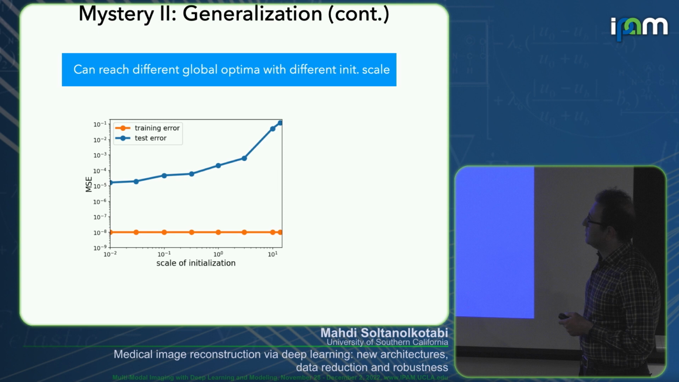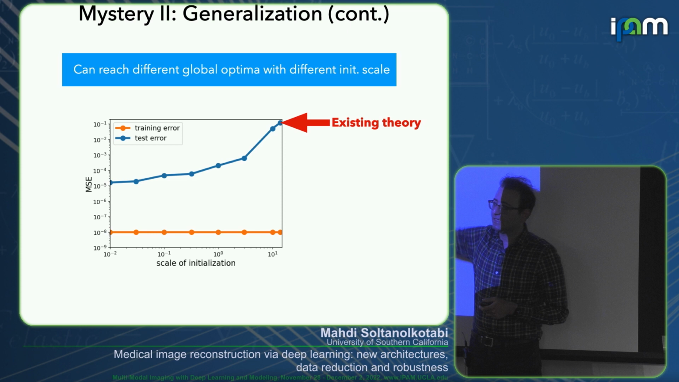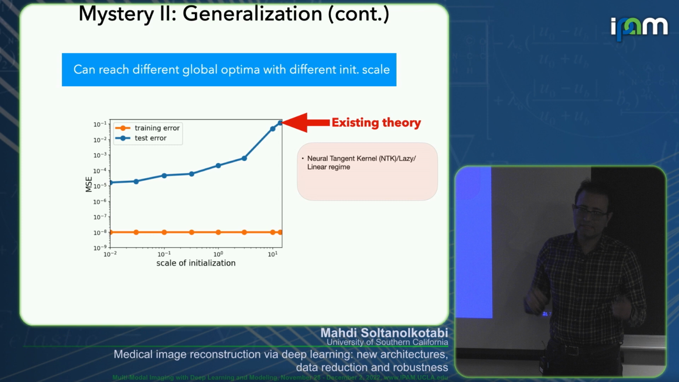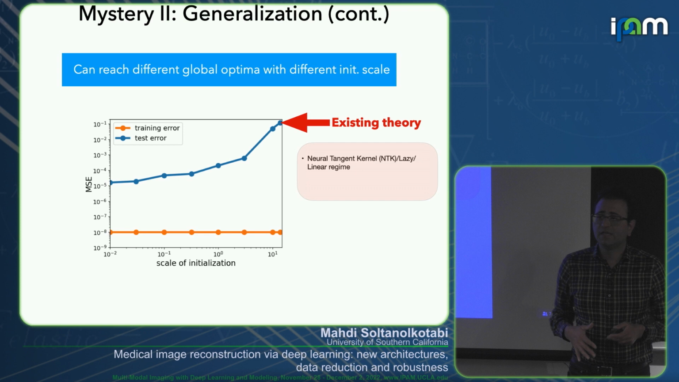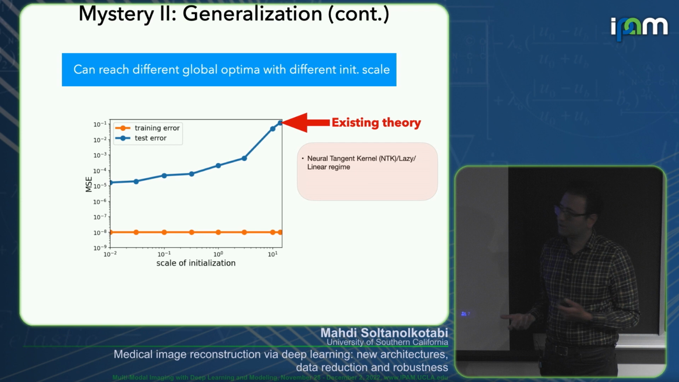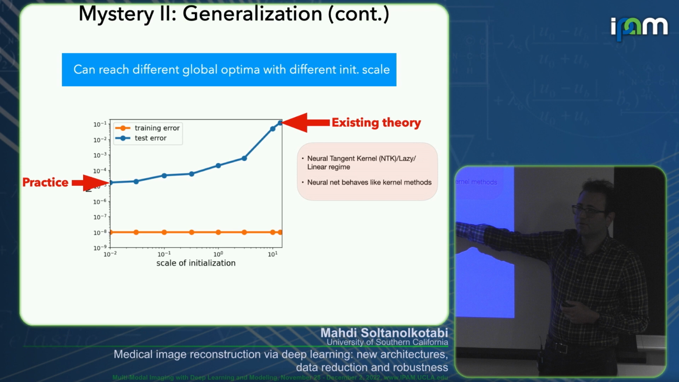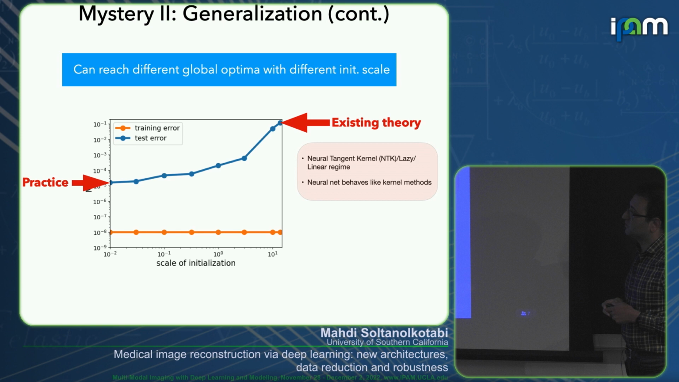So the issue is that existing theory actually lies here, where you get very high test error. This is what is known as the neural tangent kernel, or NTK, regime, right? This is that regime of operation. Essentially what it says is that even though neural networks are nonlinear, they essentially behave linearly on top of these kernel features, right? So they essentially behave like kernel methods. But what happens in practice is over here, right? You actually learn a lot more useful things, okay? You learn good features.